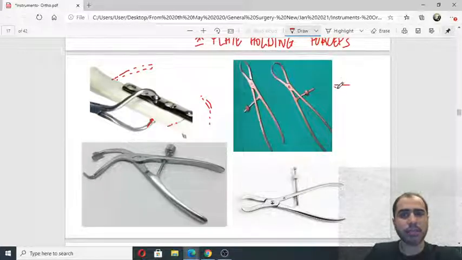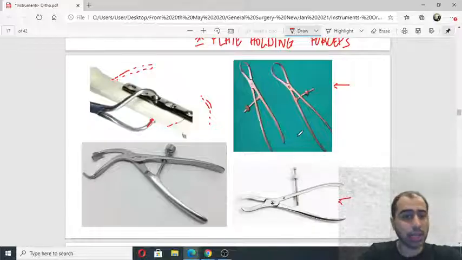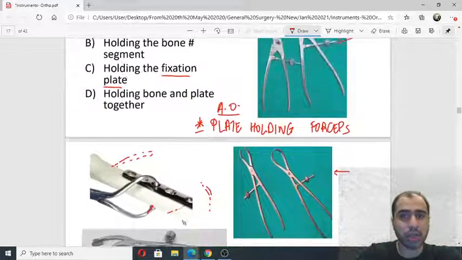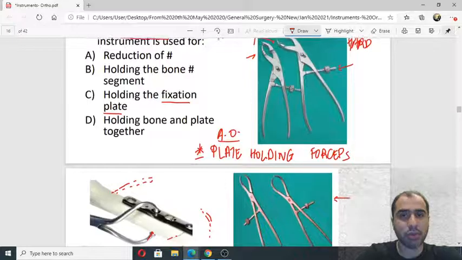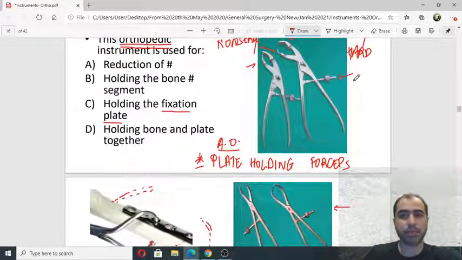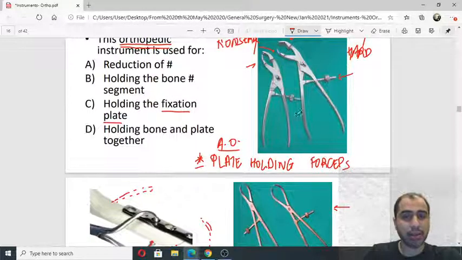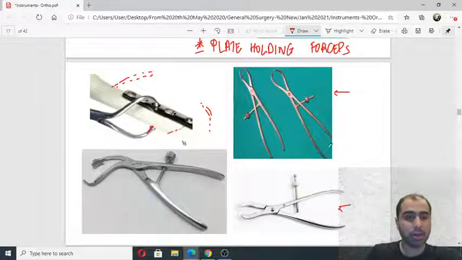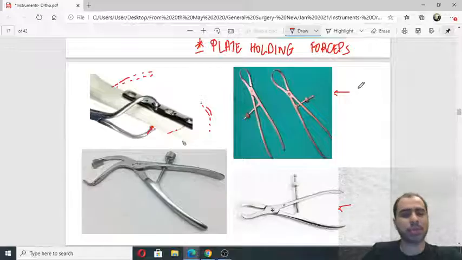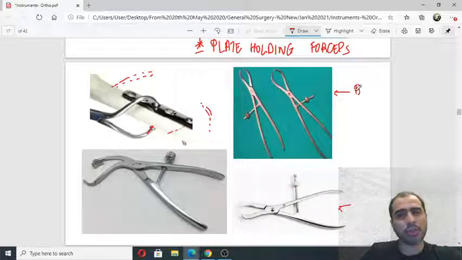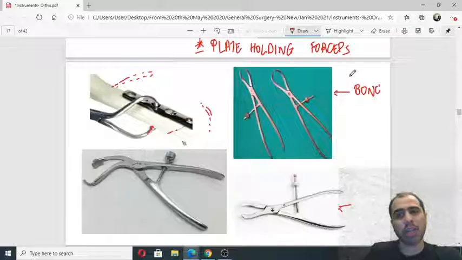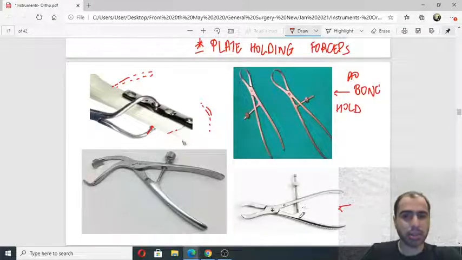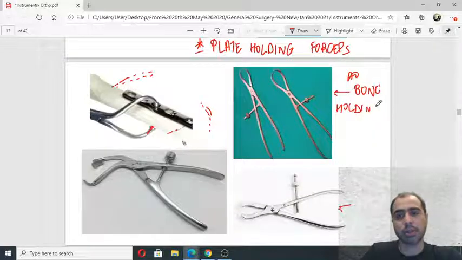What are these instruments? These two are different, look at the tip. Don't be confused, this one is different and this one is different. Both are different. What instrument is this? Pratyush is saying bone holding forceps. What is the use of bone holding forceps? Again, you will call it AO bone holding forceps. This is AO bone holding forceps.